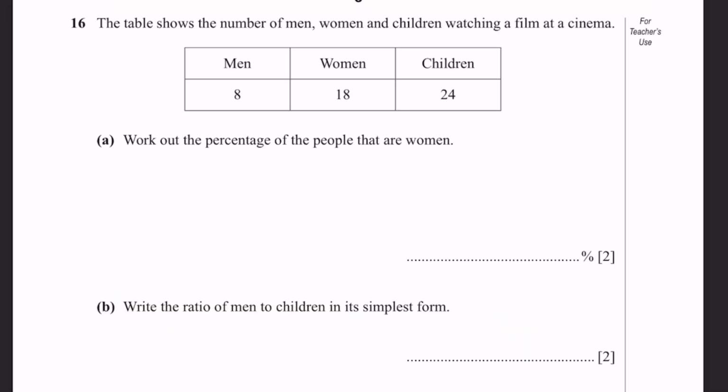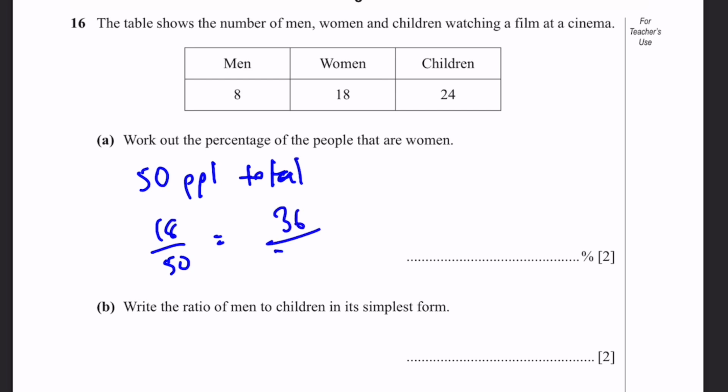Question 16. The table shows the number of men, women, and children watching a film at a cinema. A. Work out the percentage of people that are women. So in total, there are 8 plus 18 plus 24, which is equal to 50 people in total. And now the percentage that are women is 18/50, which is equal to 36/100, which is equal to 36%. That's the answer.